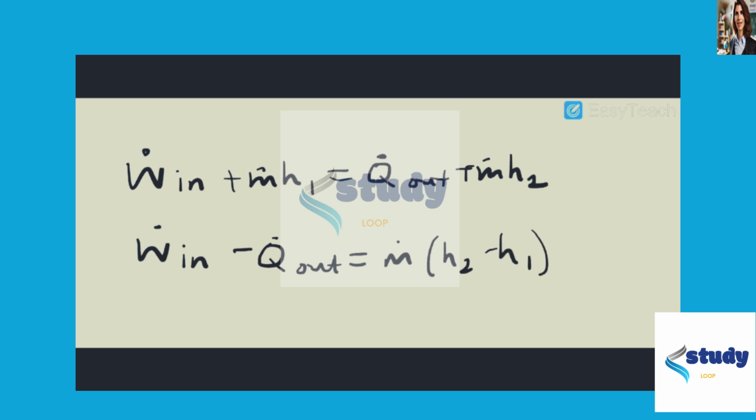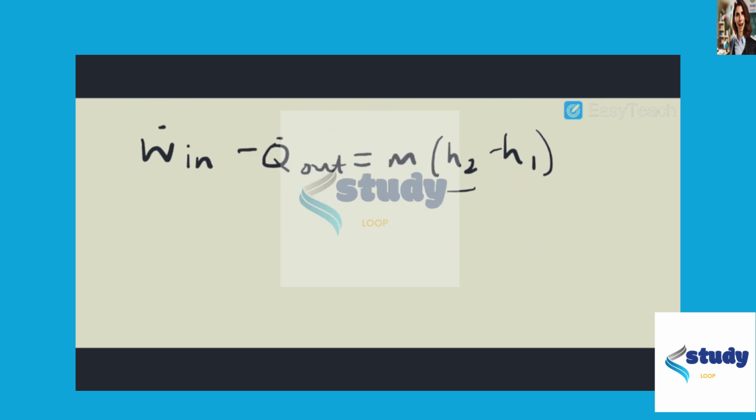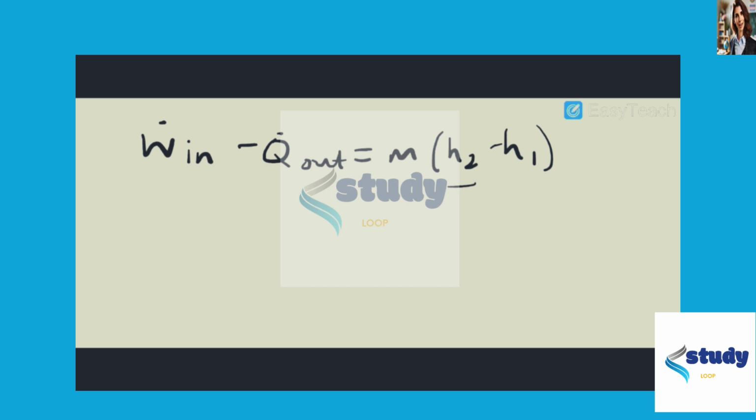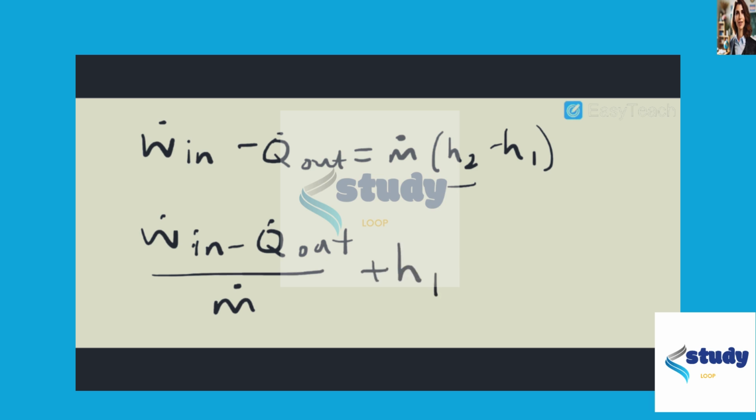Now remember, we are asked to solve for the exit temperature, and with the terms that we have here, one way we can solve for the exit temperature is to solve for our exiting enthalpy. So if we isolate our H2, we'll see that H2 is going to be equal to the work that comes in minus the heat that is pulled out, all over m dot, plus the incoming enthalpy, and that's equal to H2.